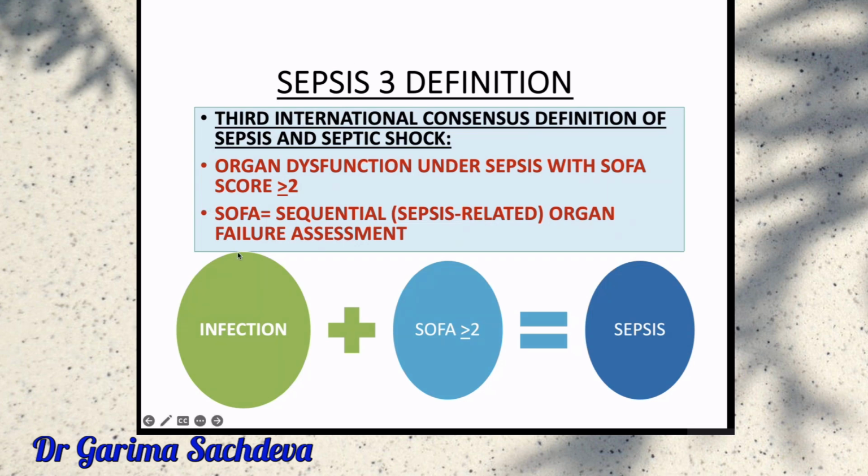So, if there is evidence of infection, like if there is blood culture, urine culture, or smears positive, along with the SOFA score, if it is more than or equal to 2, it is called sepsis. So, this is the sepsis 3 definition of sepsis. SOFA stands for sequential sepsis related organ failure assessment. So if SOFA score is 2 or above with evidence of infection, it is sepsis. And another one, organ dysfunction under sepsis. What are the three definitions actually?